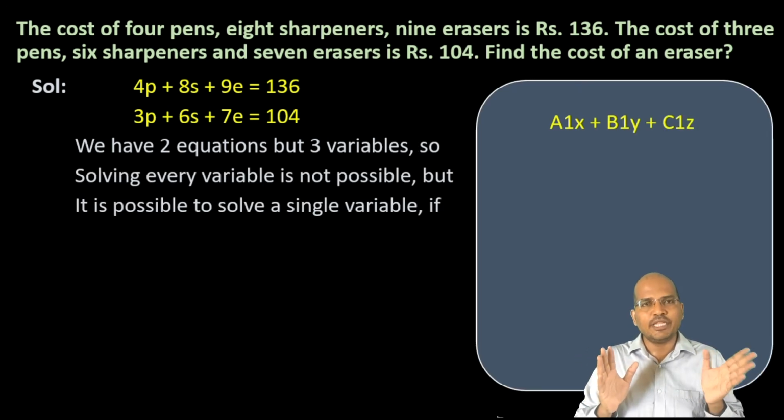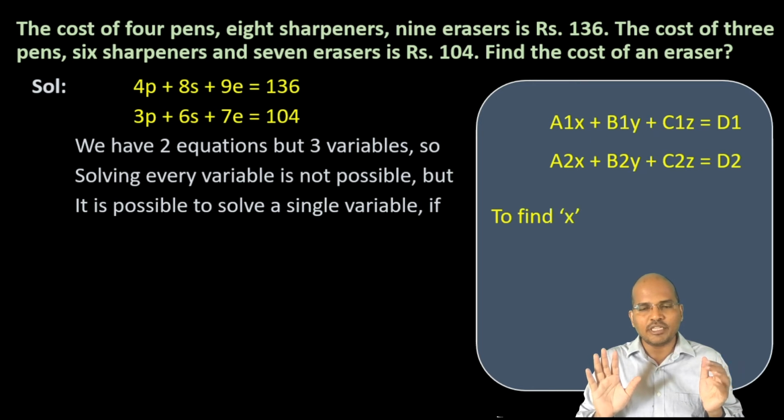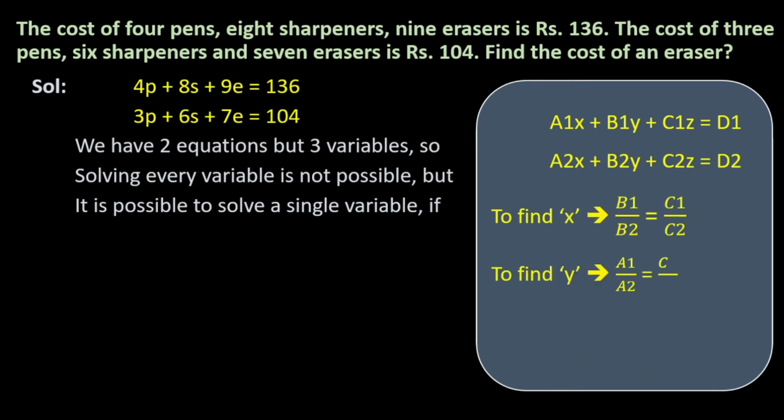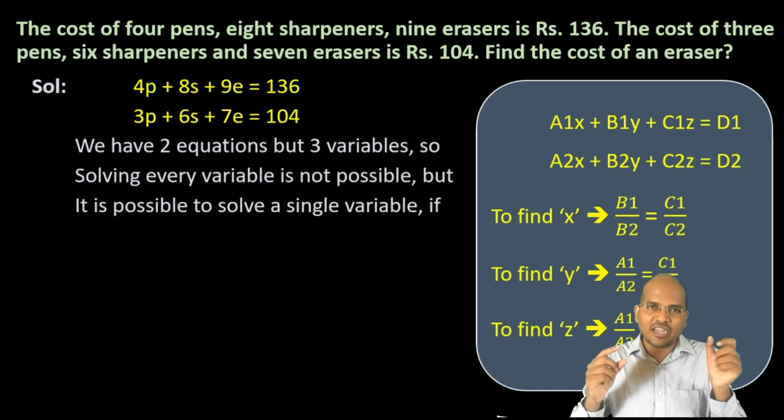Like if a1x plus b1y plus c1z is d1 and a2x plus b2y plus c2z is d2. To find x, b1 upon b2 should be same as c1 upon c2. To find y, a1 upon a2 should be equal to c1 upon c2, and to find z, a1 upon a2 should be equal to b1 upon b2. If these conditions are satisfied, then you can find that variable value.